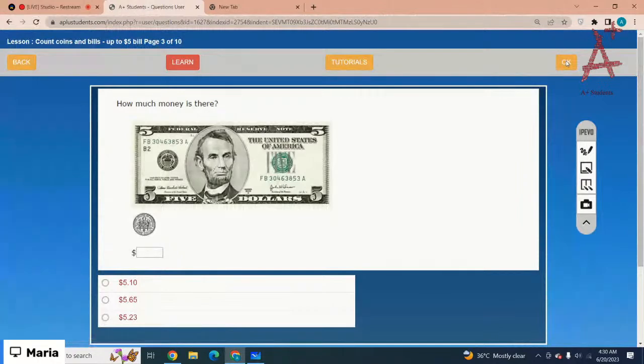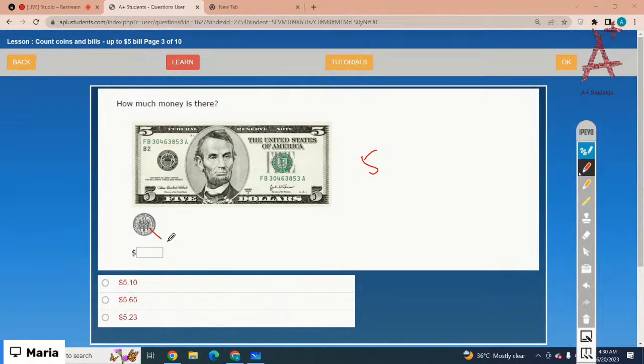Okay, let's just move on to next one. You have just one bill, and the bill is for $5, and you have only one coin. The coin is the dime coin. So you can count the dime by tens. So you have a $5 bill and a 10 cent coin. So it would be 5.10. Got it? So the correct option is option number 1, 5.10.